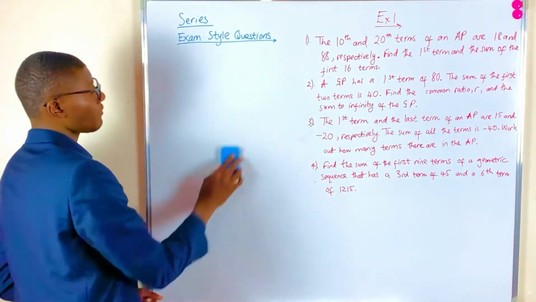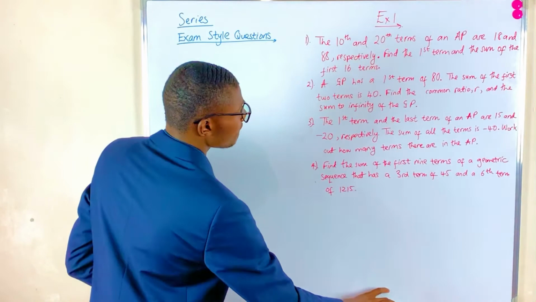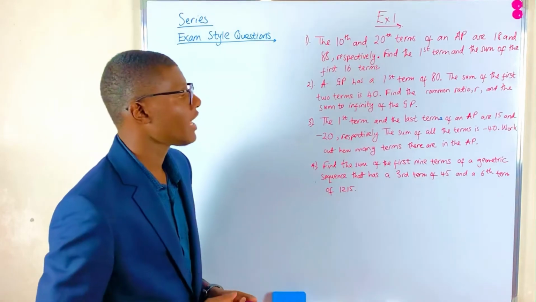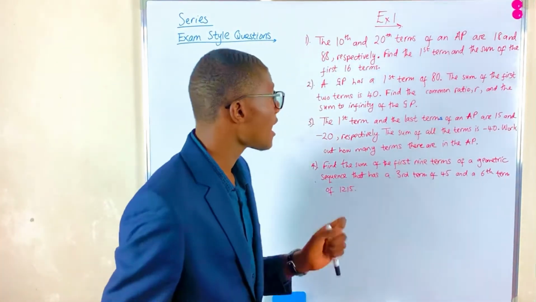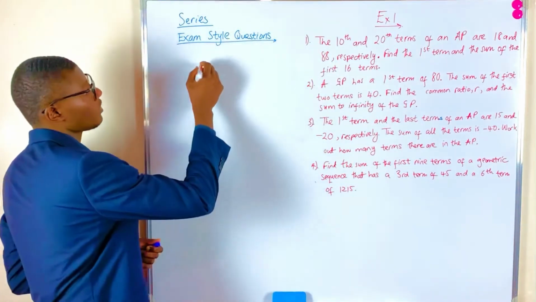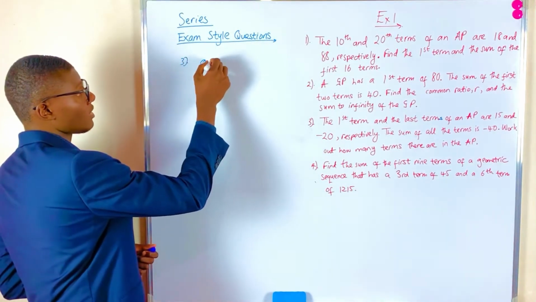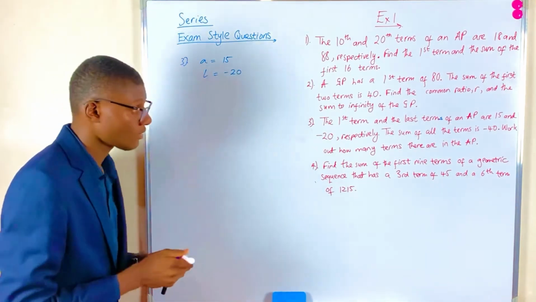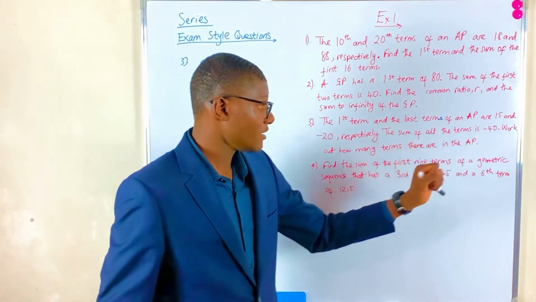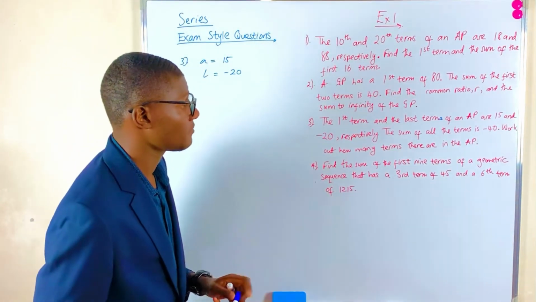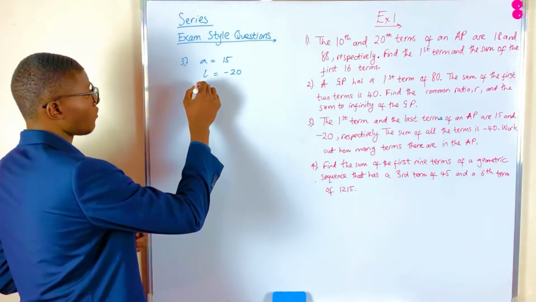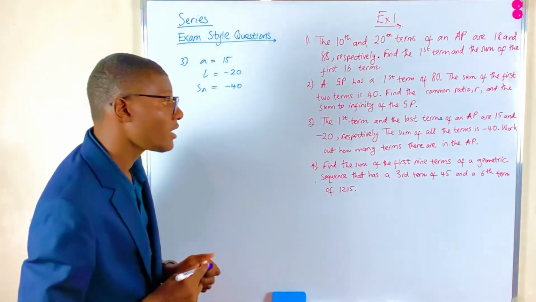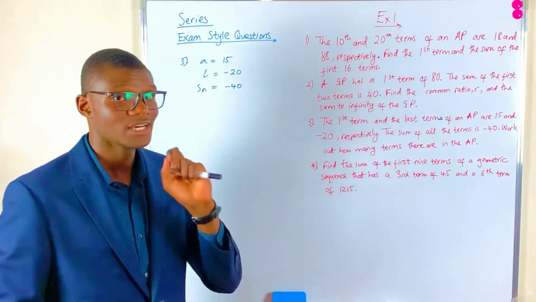Okay, so for number 3, what do we have? Number 3 says the first and last terms of an AP, that's an arithmetic progression, are 15 and minus 20. So first term A is 15, and last term L is minus 20. The question says the sum of all the terms is minus 40, and we don't know the number of terms. Then the question says work out how many terms there are in the arithmetic progression.